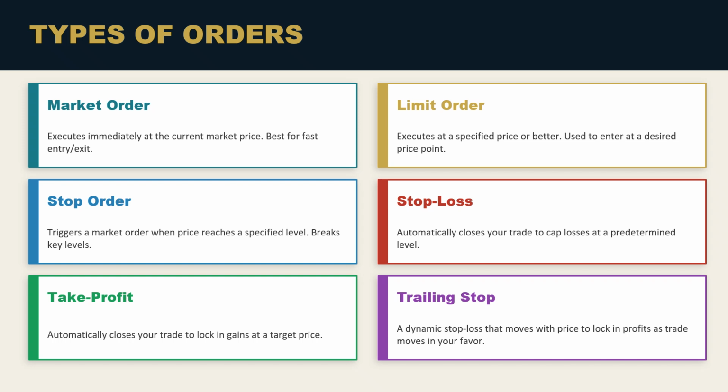Then we have our critical risk management tools. A stop loss, as we mentioned, is an order to close a trade at a predetermined price to limit your loss. A take profit does the opposite, automatically closing a trade when it reaches your target price to secure your profit. And finally, a trailing stop is a more dynamic version of stop loss. You set it a certain number of pips away from the current price. As the price moves in your favor, the stop loss trails behind it, locking in your profit if the market suddenly reverses. It's a fantastic way to let your winners run.